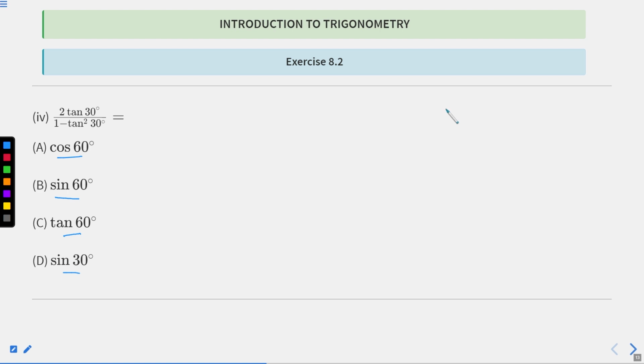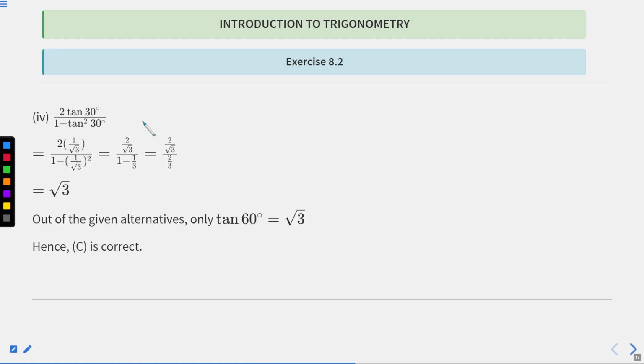We can solve it by putting the value of tan 30 degree, which is equal to 1 by root 3. So this is equal to 2 times 1 by root 3 divided by 1 minus 1 by root 3 whole square, and this is equal to 2 by root 3 divided by 1 minus 1 by 3, which is 2 by root 3 divided by 2 by 3. This is equal to root 3. Out of the given alternatives, only tan 60 degree is equal to root 3. In option C we have tan 60 degree, so option C is the correct option.